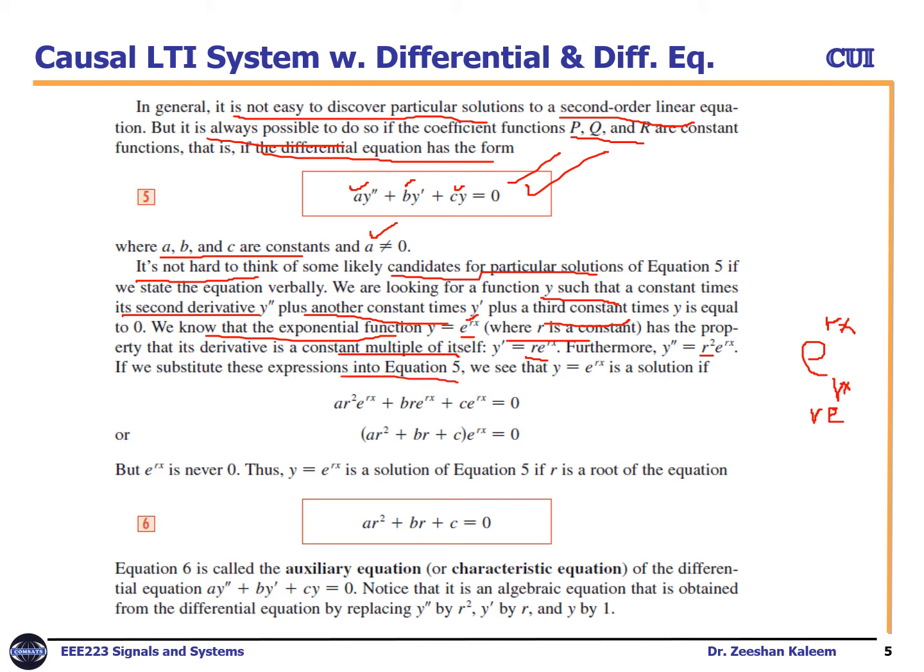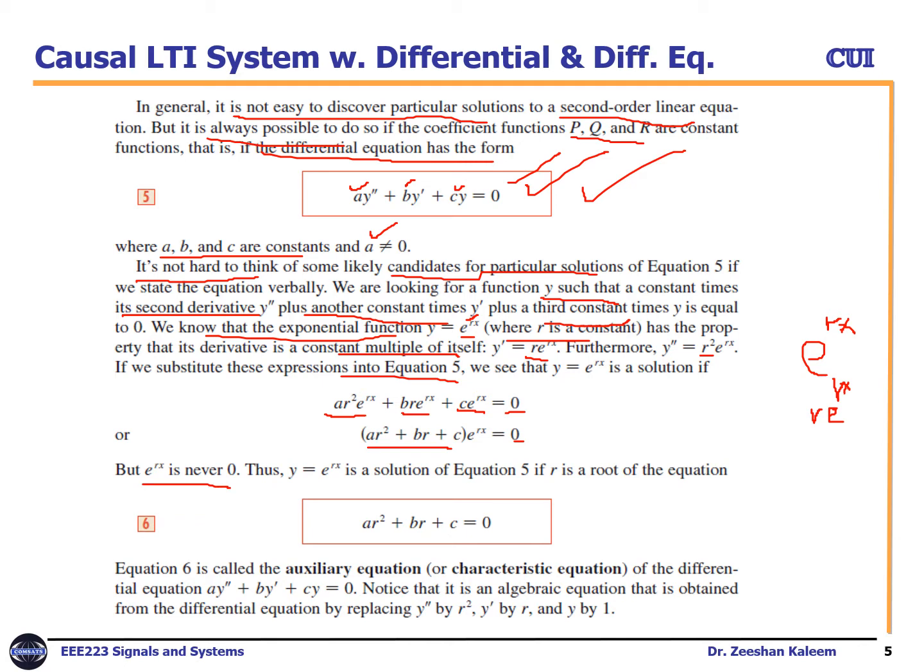If we substitute these into equation 5, in place of y double dash we put r squared e to the rx, for y dash we put r e to the rx, and for y we put e to the rx. So we get a r squared e to the rx plus b r e to the rx plus c e to the rx equals 0. Now let's take e to the rx common, so it becomes a r squared plus b r plus c times e to the rx equals 0. But you know that e to the rx is never 0, right?